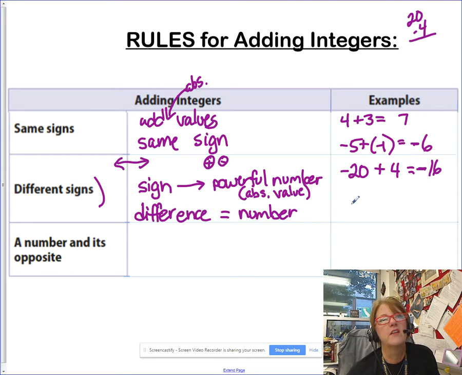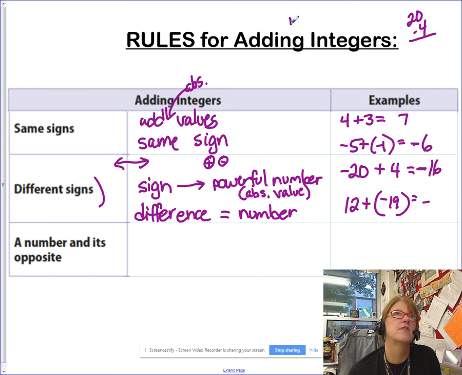If you have something like 12 plus -19. Okay, determine the sign of your answer. This guy's negative because 19 is a more powerful number, determined by its absolute value, than 12 is. Find the difference between 19 and 12. So in your head, you're thinking, what's the difference of 19 and 12? It's 7, but my answer is negative.